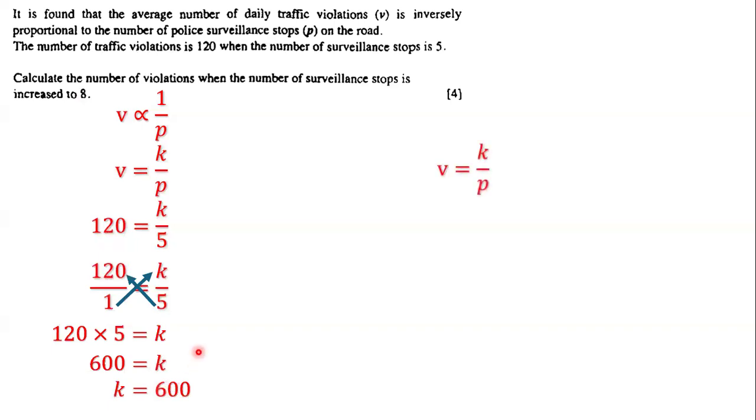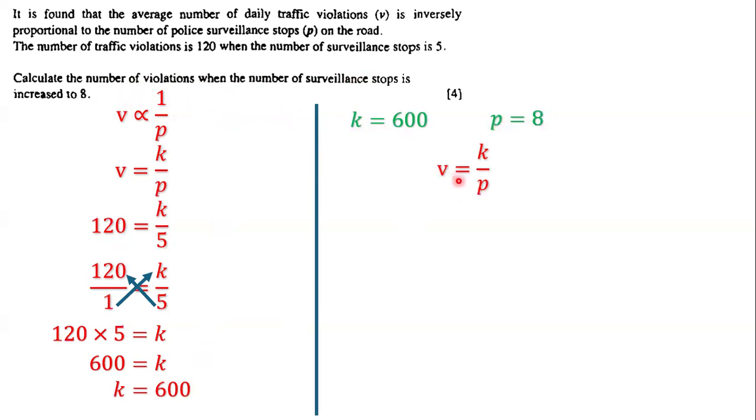Now that we know what K is, we're going to use that to figure out V, the number of violations, when the number of surveillance stops is increased to 8. What does that mean? Well, that means that P is equal to 8, and K is still 600.